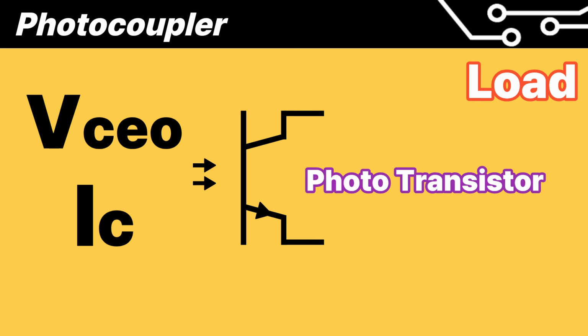The output section uses transistor terminology. VCEO is the maximum voltage the output section can handle. If an output exceeding this voltage occurs, the transistor will be destroyed. Collector current is the maximum current the output section can handle. Photocouplers can usually handle small current of less than 100 mA.